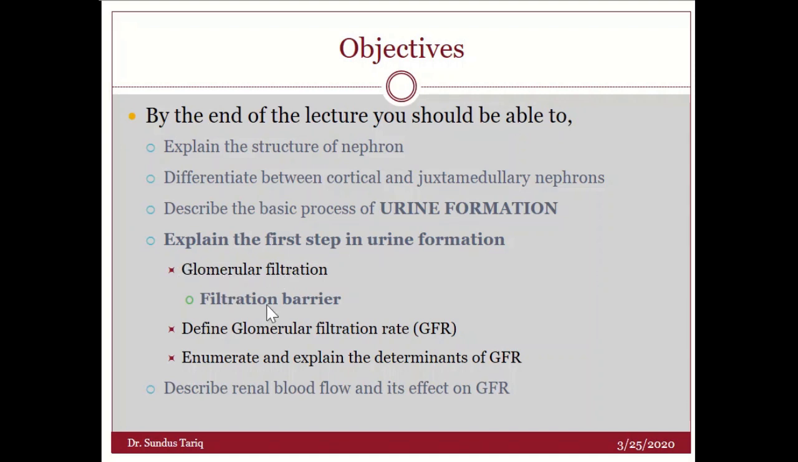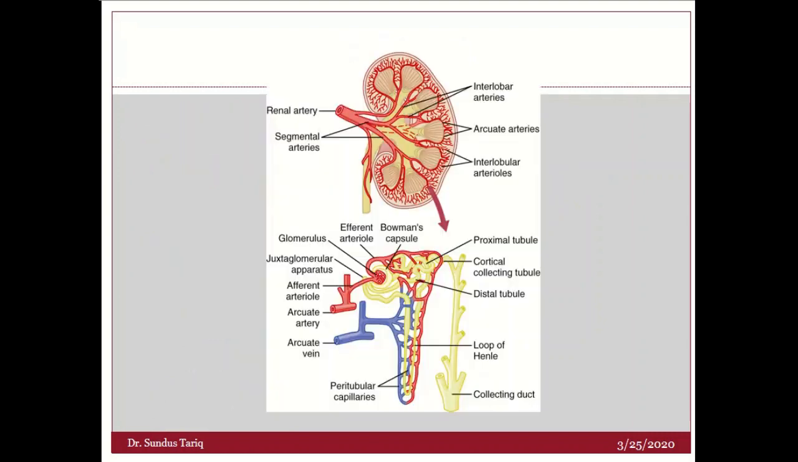We'll see how the filtration barrier is formed, and we'll define glomerular filtration rate, which is also referred to as GFR. In the next lecture, we will enumerate and explain the determinants of GFR and describe the renal blood flow and its effects on GFR.